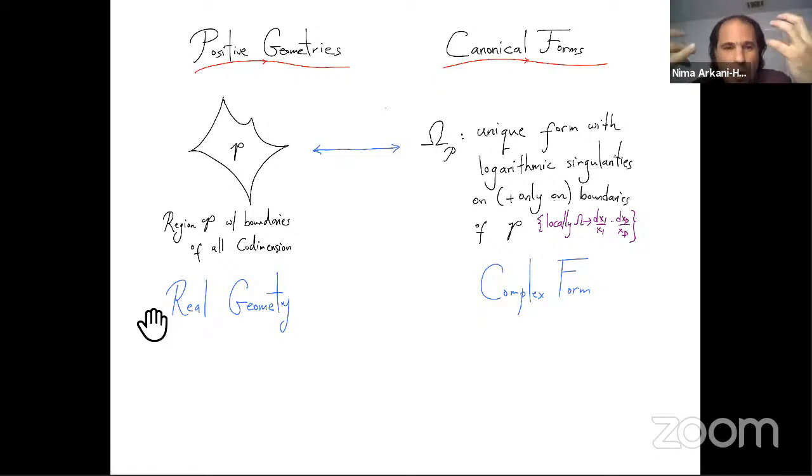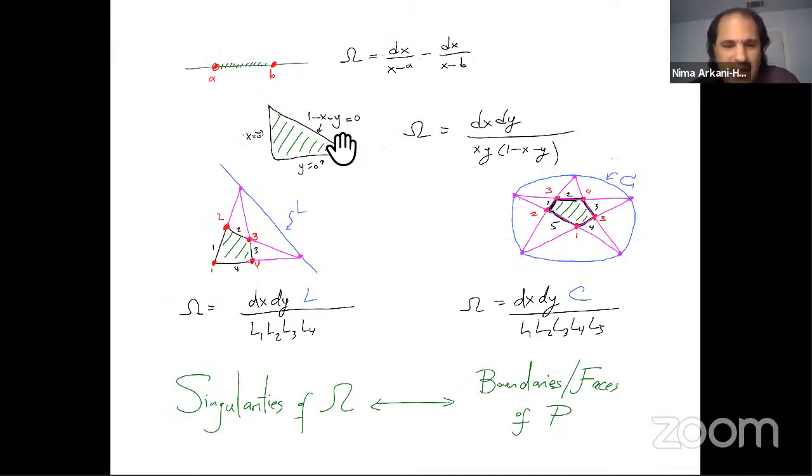And so what we're going to do is see these positive geometries naturally arising in the kinematic space that defines the scattering processes. And this canonical form will then give us the corresponding physical object. And I'll be more precise about how we get the corresponding physical object like the scattering amplitude out of this canonical form. So here are some very simple examples.